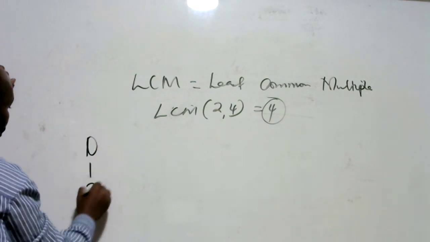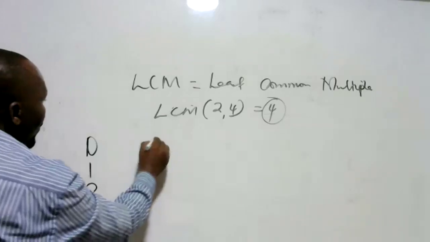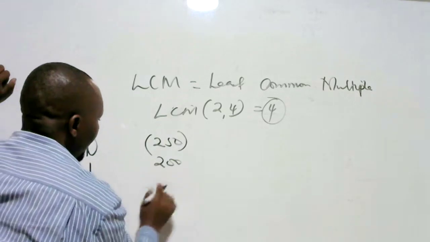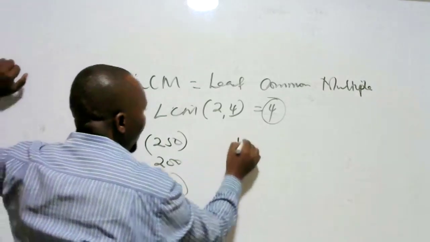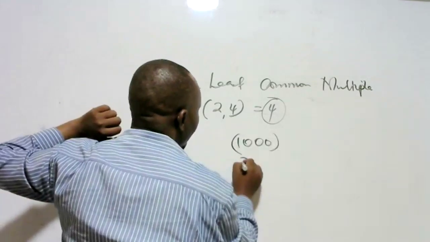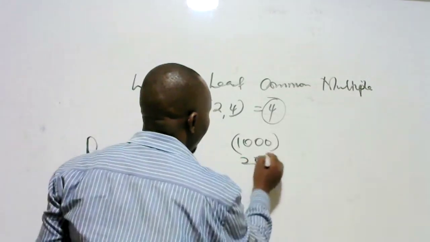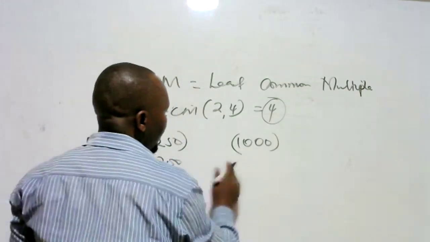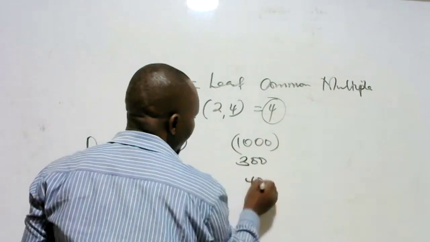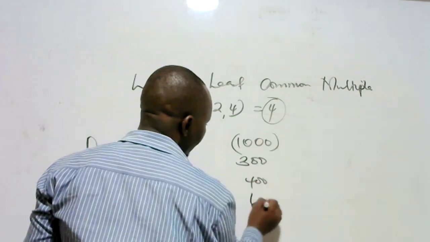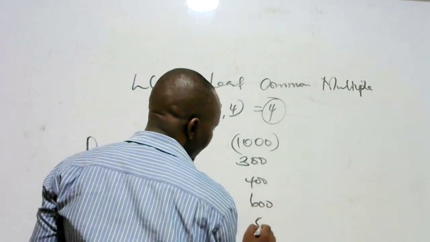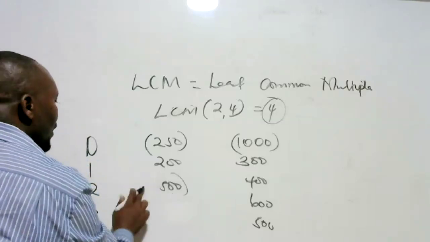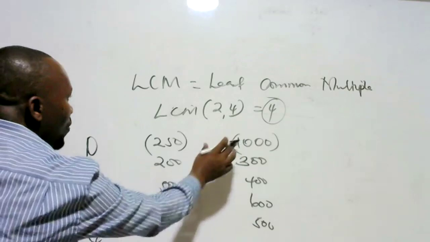year 0, 1, 2, 3, 4. Here we have 250, we have 2, we have 4, 5. Then here we are having 1,000. Then we have 300, now the first one is 300, right? 300, and then 400, then 500.